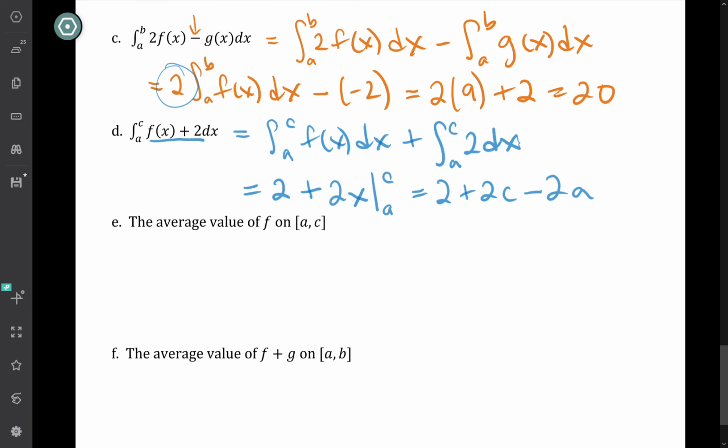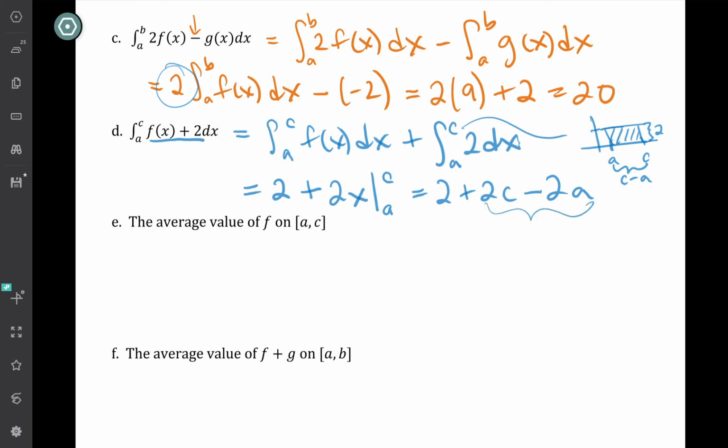Again, you can do this one graphically. You can say, okay, I'm looking for the area of that rectangle I just stuck underneath my function when I shifted it up. So if this is a, and this is c, and this has a height of 2, your area is going to be c minus a times 2, which is what we got here. When you distribute that 2 in, you'll get 2c minus 2a.